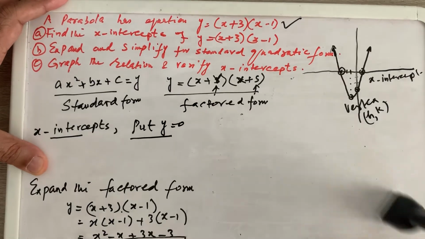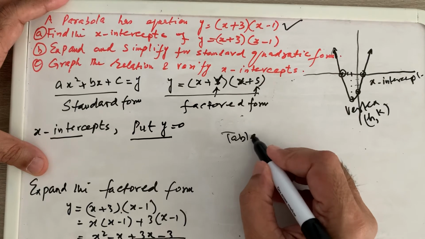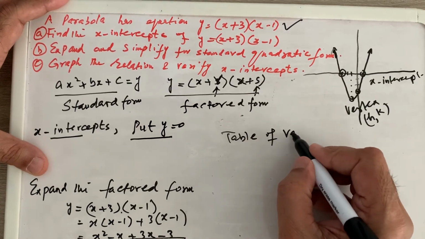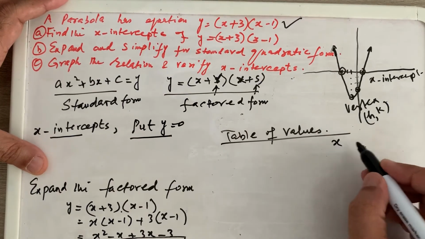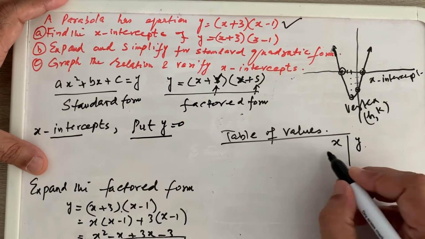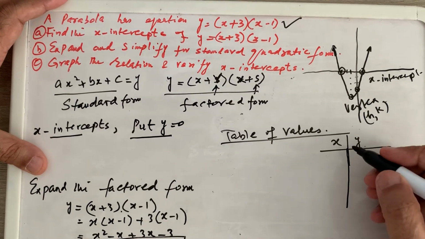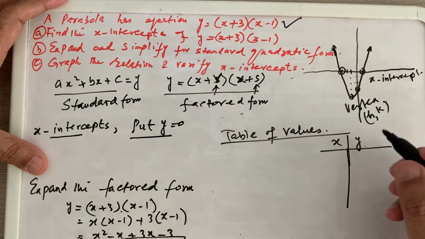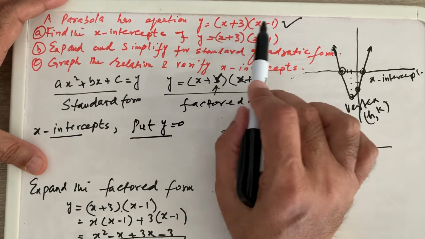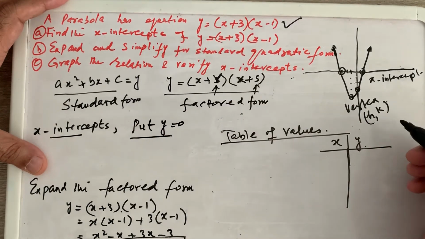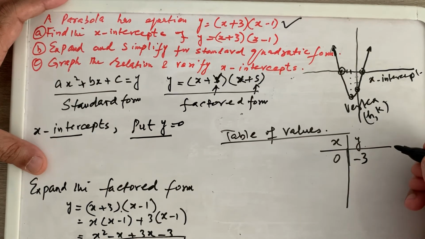And see how to make the table of values. Table of values means I have to suggest a value of x and then calculate the value of y. So if I put x equals 0, this is gone, this is gone, 3 times minus 1 is minus 3. So if 0 is my x, then y is minus 3, right?